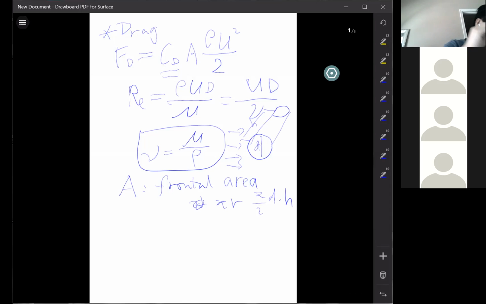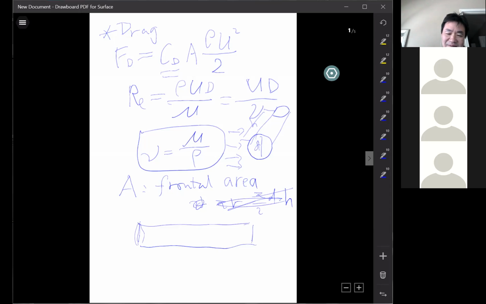Frontal area is what you actually see when you look from the front. It's not this. If you look from the front at the cylinder, okay, so this is the H, this is the D. When you look from the front, what is the area you are looking at? Anybody?